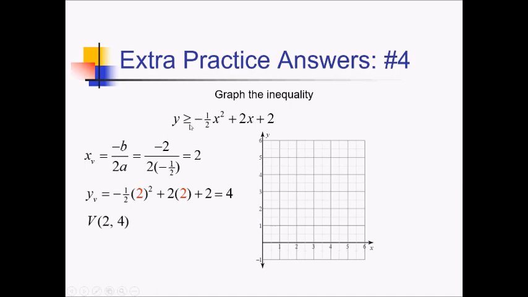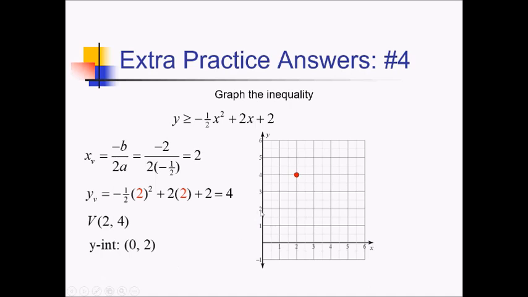There is an equals under the inequality, so that's a solid dot at 2 comma 4. That's going to be right here, solid dot. And then I have a y-intercept at 2. That's this constant here. So at 0 comma 2, I can put another point.